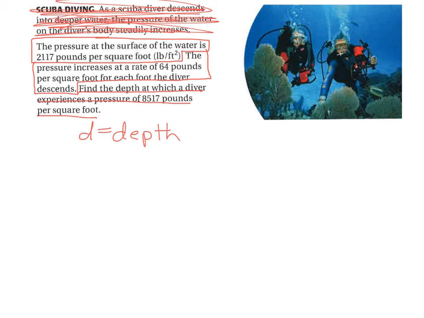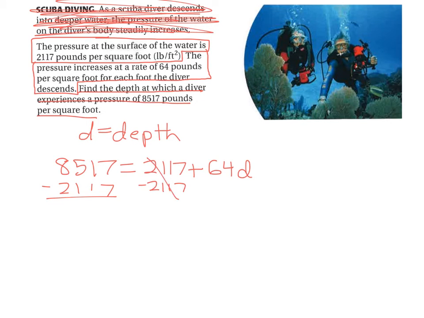I know that 8,517 is my final pressure, right? That's where we're actually looking for what the depth is. And I know that's going to be equal to what the pressure started at plus 64 times the depth, because it's 64 pounds per square foot for each foot the diver descends, and that's represented by D. So now that I have my equation, I can subtract 2,117 on both sides, do my inverse operation.